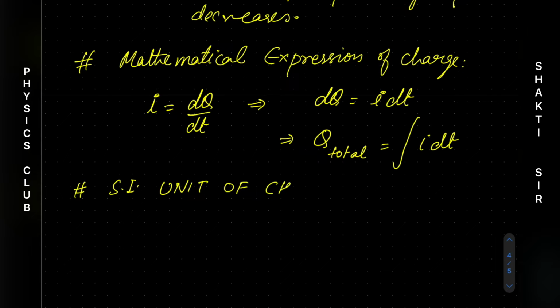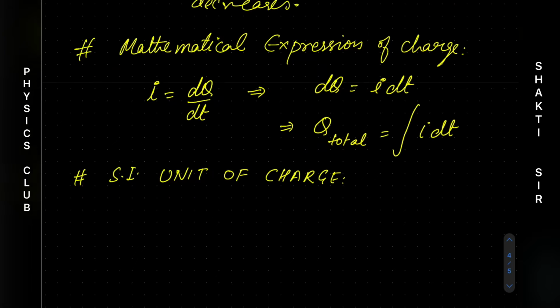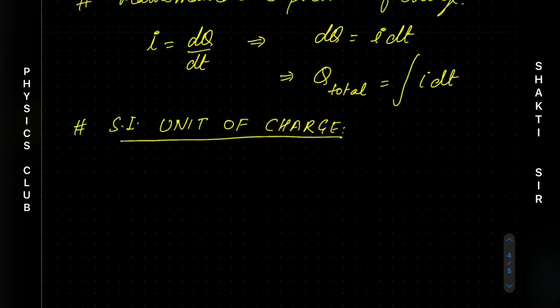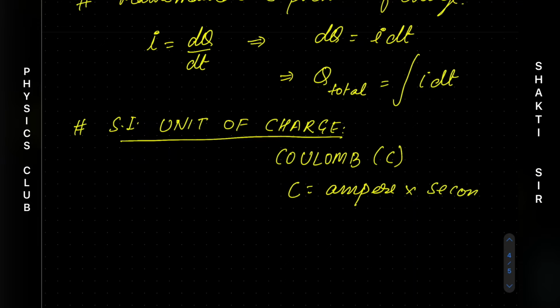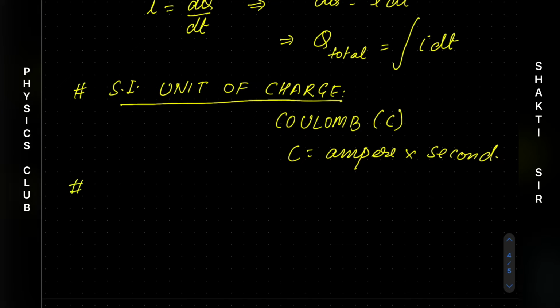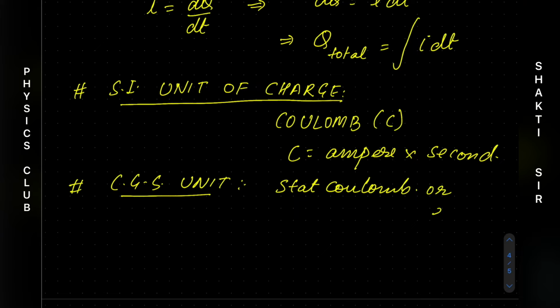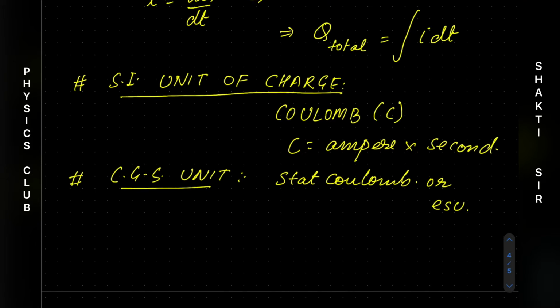SI unit of electric charge is coulomb. It's very important. It's coulomb, which is nothing but coulomb is equal to ampere times second. One more unit associated with charge, that is the CGS unit of electric charge. So the CGS unit of electric charge is statcoulomb, or ESU, electrostatic unit.